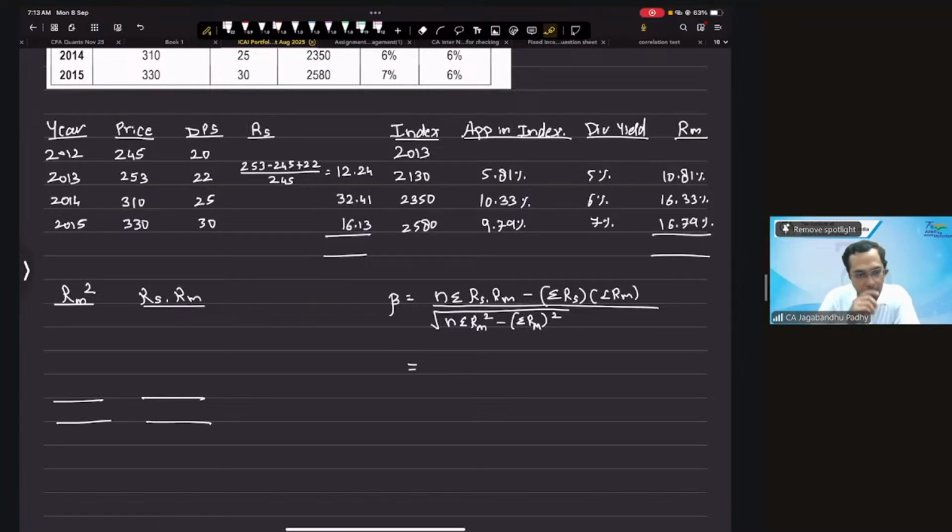The total of return of security should be what? 60.78. Yes. Return of market total is 43.93. Market return square is totaling to 665.43.